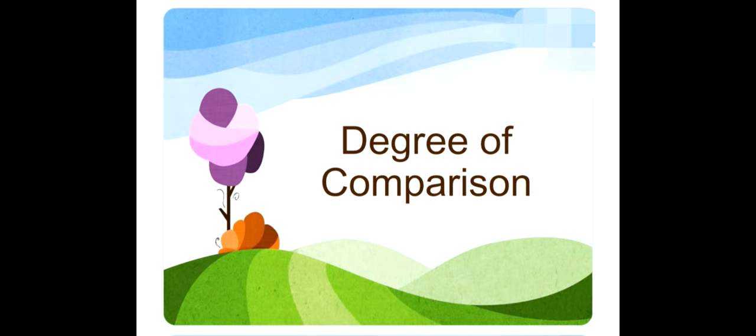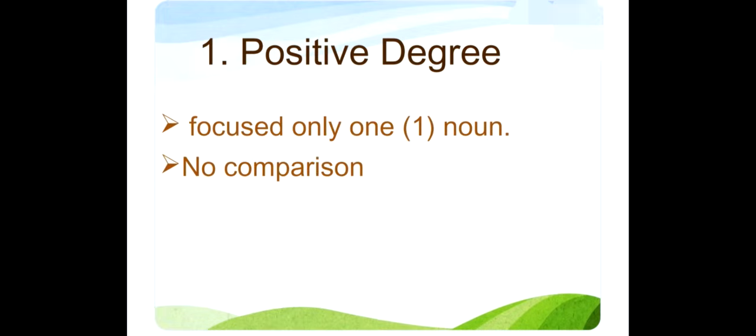Degrees of adjectives are degrees of comparison. We have three degrees of adjective. The first one is positive degree, the second one is comparative degree, and the third one is superlative degree. So what is positive degree? Positive degree focuses on only one noun, with no comparison.